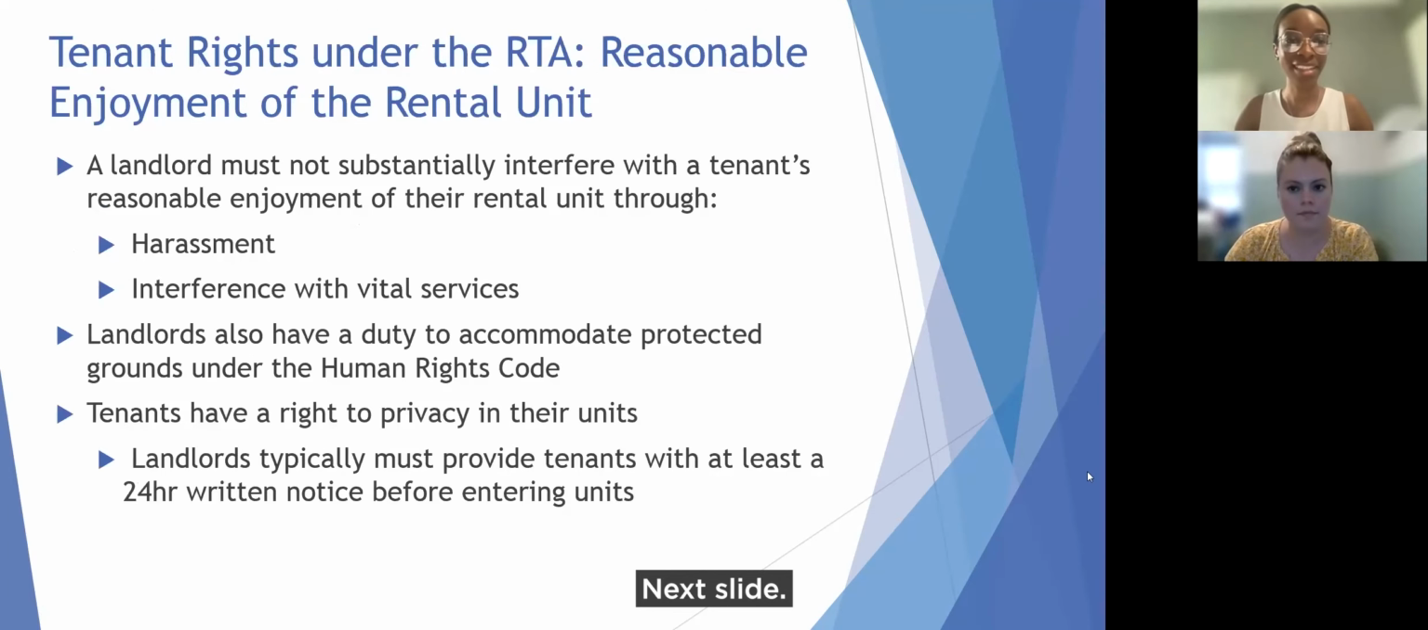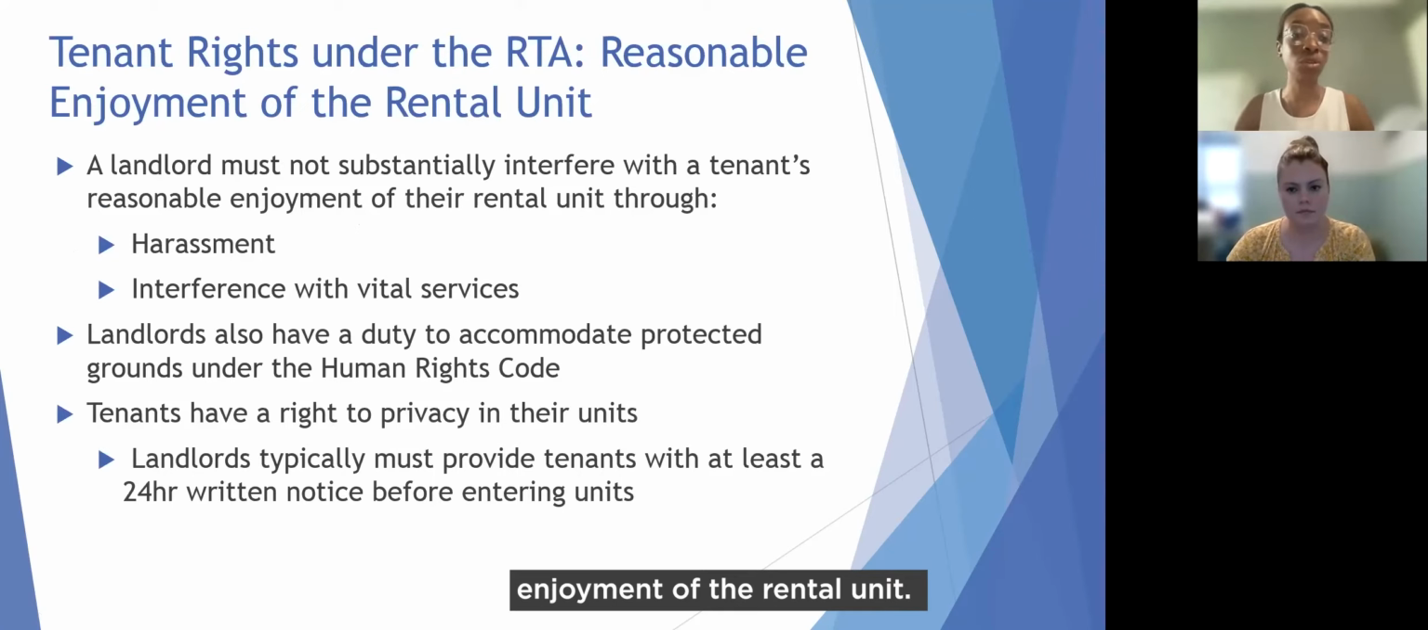Next slide. Thank you. So another right under the RTA is reasonable enjoyment of the rental unit. A landlord must not substantially interfere with the tenant's reasonable enjoyment of the rental unit through harassment or interference with vital services. Landlords also have a duty to accommodate protected grounds under the Human Rights Code. Tenants also have a right to privacy in their units. Typically, landlords must provide tenants with around 24 hours written notice before entering the unit.